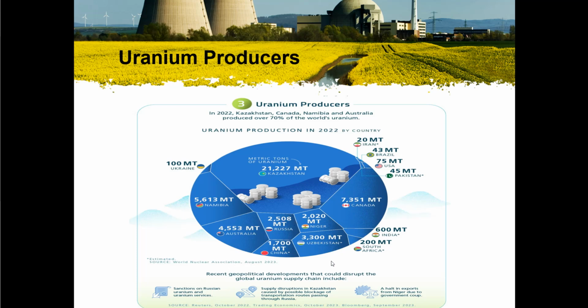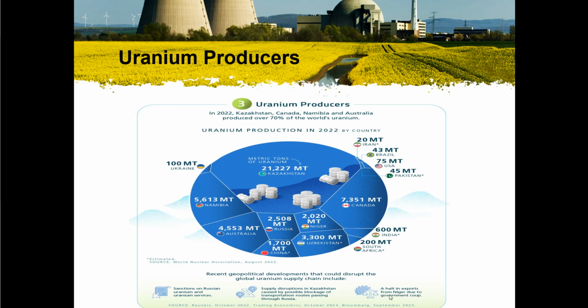And then there are other potential supply disruptions. In Kazakhstan, there could be a possible blockage of the transportation routes passing through Russia, right, because of the war. But now I think the war is kind of getting toward a conclusion. It's not getting worse, so maybe it won't be that big of a deal, hopefully, right? And then there is another potential problem here: a halt in exports from Niger due to the government coup.